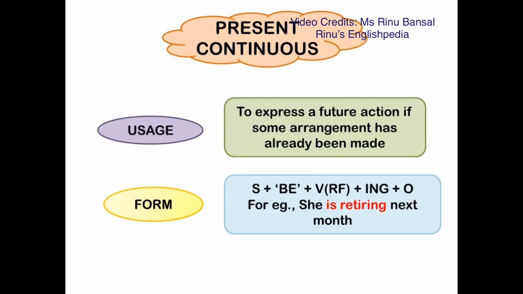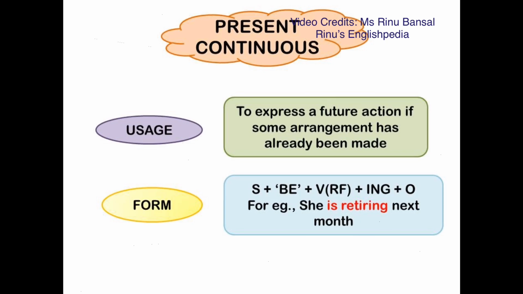The present continuous tense is also used to express a future action if some arrangement has already been made. Please remember, the arrangement has already been made. The form of this tense is subject plus the verb be plus root form of the verb plus ing plus object. For example, she is retiring next month.